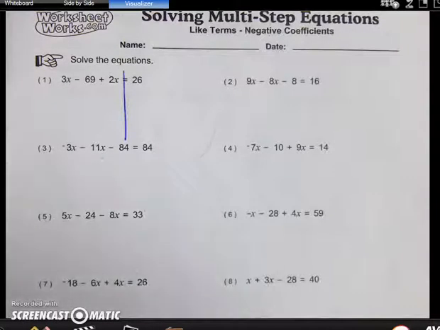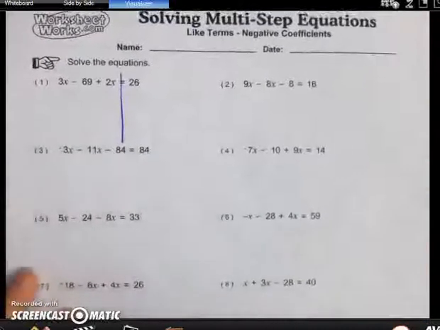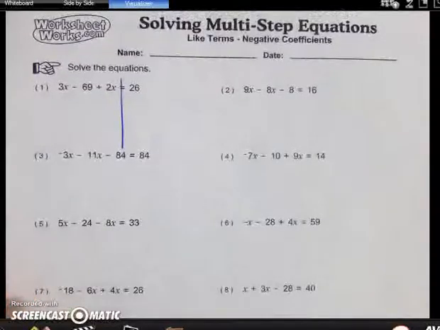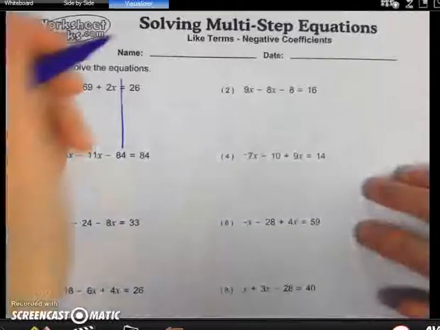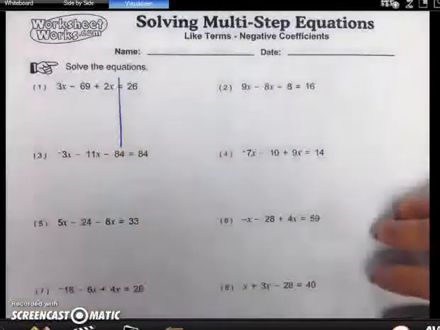Okay, this is the Solving Multi-Step Equations worksheet. I'm going to do the first two problems with you to help you get started. Make sure that you are copying down what I do and then asking questions if you still have them. So I drew a line through my equal sign so you can see the two different sides of my equation, or the two different sides of my balance if you want to think of it that way.